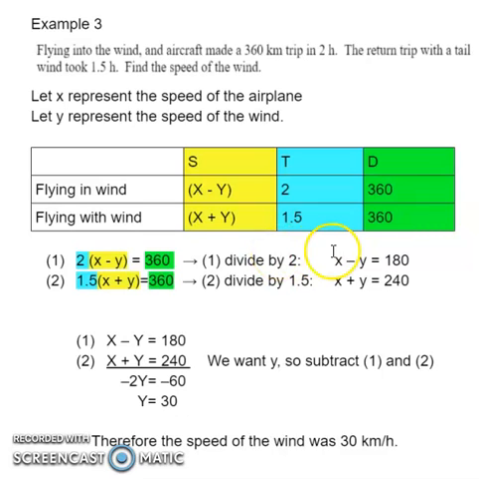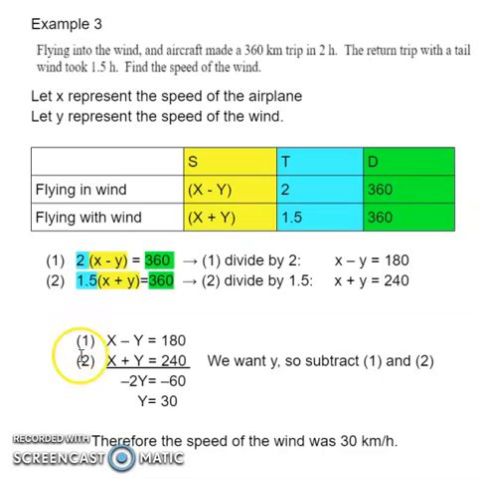This will be useful because I can now isolate the variables: x minus y equals 180, so that I have a 1 in front of these variables. So if I want to substitute or eliminate, it's easier to do so. And similarly for equation 2, I divide both sides by 1.5 to get x plus y equals 240. I cleverly did this so that, again, if I want to substitute or eliminate, it makes it easier to do so, rather than working with numbers and fractions and decimals.